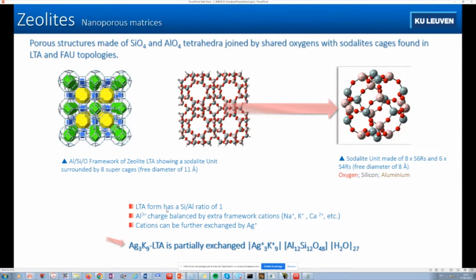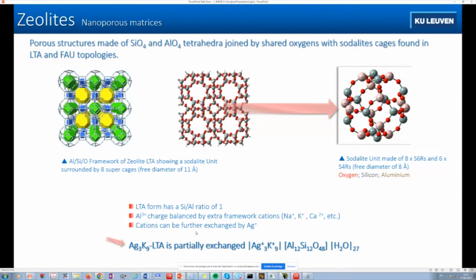And yeah, these LTA, of course, have a silicon aluminum ratio. The problem is that Al3+ cannot balance Si4+, so each time you put in an aluminium, you need to add an extra cation. So it will be sodium, potassium, and here we're dealing with potassium.